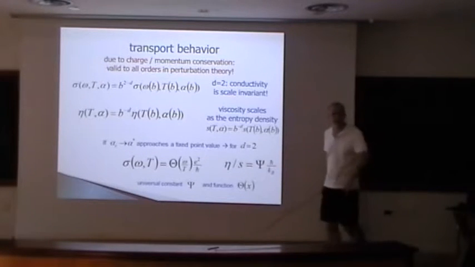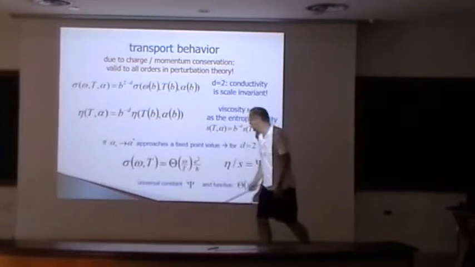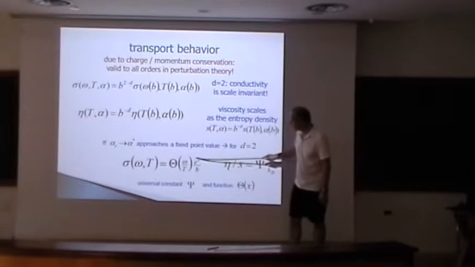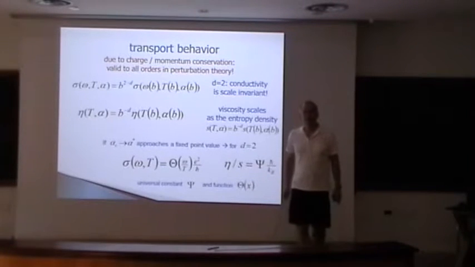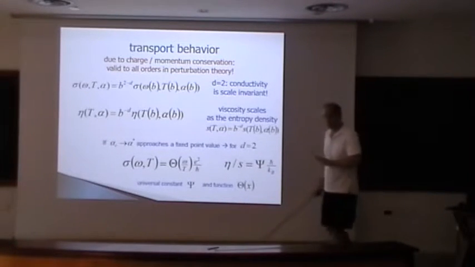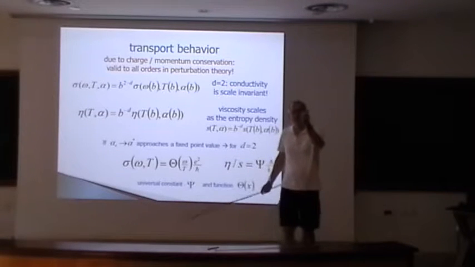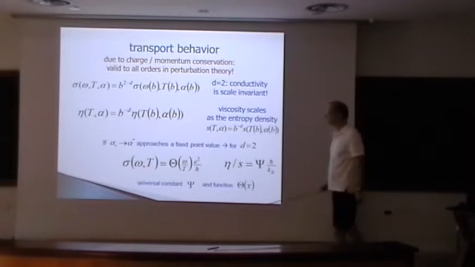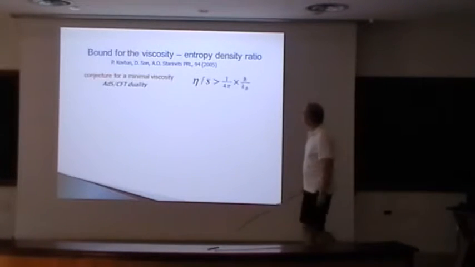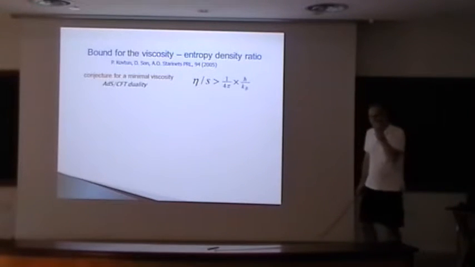We don't have a fixed point. Or the conductivity would then be a universal function of omega over T. We don't have a fixed point. Life is different and more subtle here, but just as a reminder, if the coupling constant goes to a fixed point, that's the value we would take at sufficiently low energy. Now, there's an interesting background. Maybe in the last couple of minutes I can comment on that.